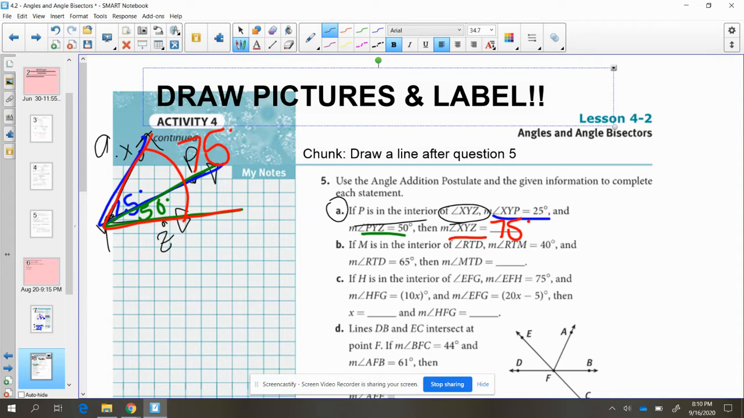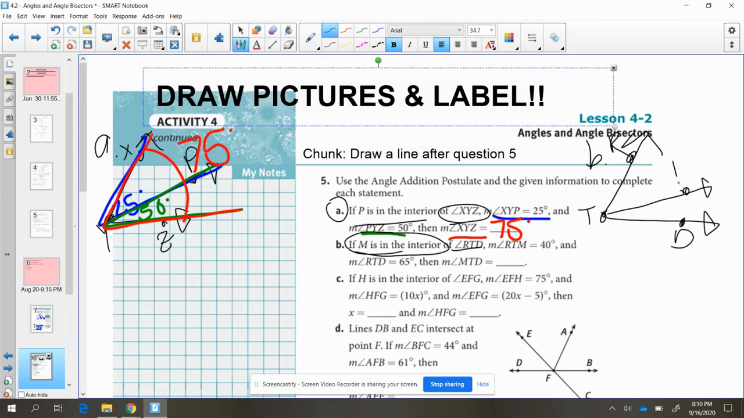Now, part B, same idea. We want to start by drawing a picture. I'm going to put point B over here. And here's our picture. And this time our angle is called RTD. So here's R, here's T, here's D, and point M is on the interior. I'm going to draw M somewhere inside here. And this time we have RTM, which is measuring 40 degrees, and we also have given to us RTD is 65. So notice that's the entire big angle.